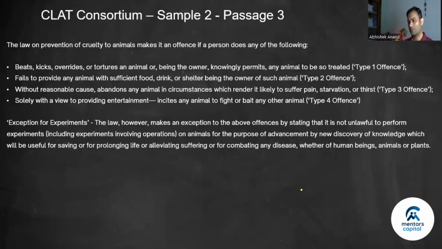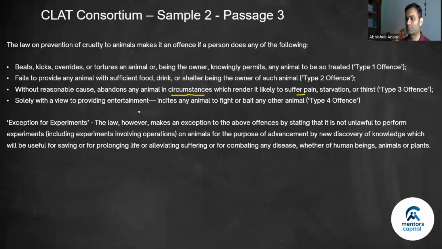Number 3, without reasonable cause, abandons any animal in circumstances which render it likely to suffer pain, starvation, or thirst. The important thing is not just abandoning the animal. It's saying in circumstances which render it likely to suffer pain. I abandoned it in a situation because of which it suffers pain, starvation, or thirst. I would be said to have committed a type 3 offense. You can see here, you need not be an owner. This does not apply only to the owner. It is open to all. It is a general rule.